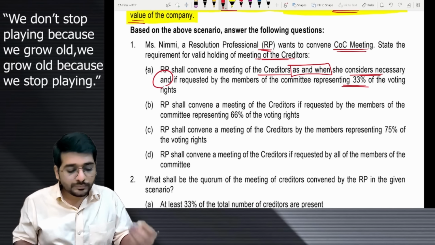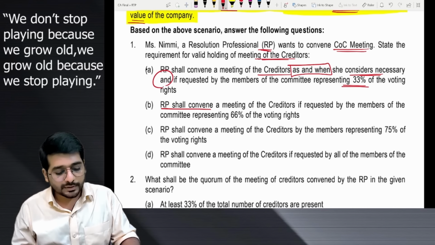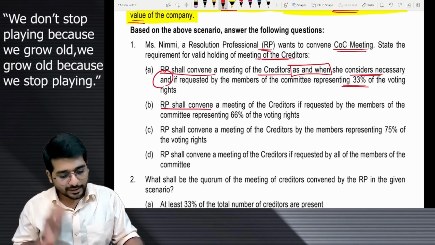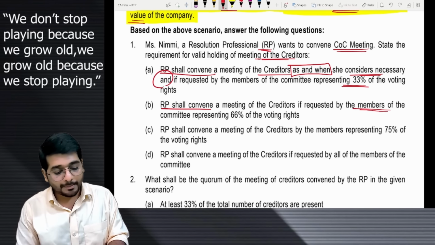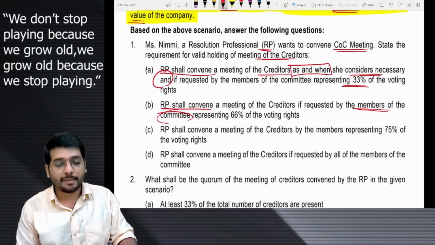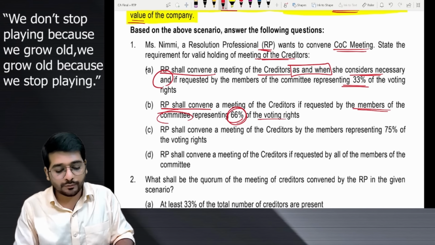Let us see the second one. RP shall convene the meeting. First one also said RP shall convene, so that much is the same. Of the creditors, if requested by the members of the committee. Members of the committee means COC. How much? 66% voting rights.